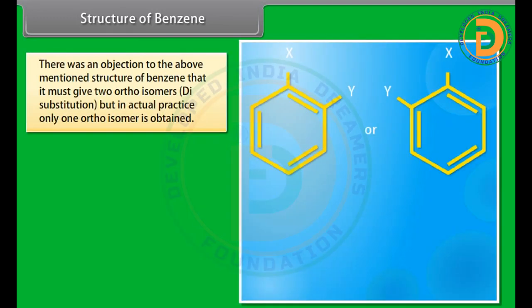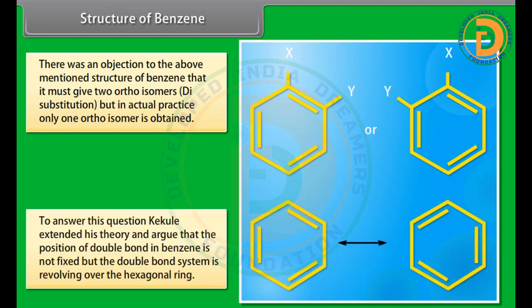There was an objection to the above-mentioned structure of benzene that it must give 2 ortho isomers on disubstitution, but in actual practice, only one ortho isomer is obtained. To answer this question, Kekulé extended his theory and argued that the position of the double bonds in benzene is not fixed, but the double bond system is revolving over the hexagonal ring. He proposed the given structures and said that all C-C positions have a partial double bond character.